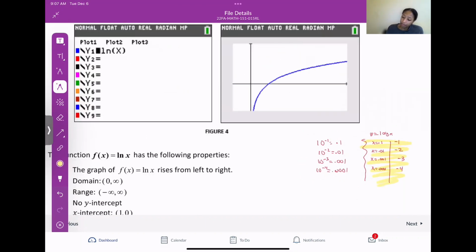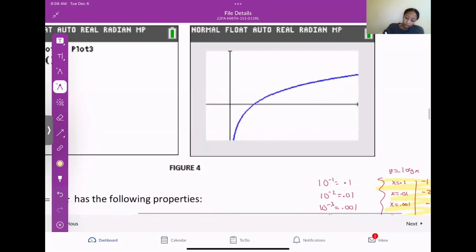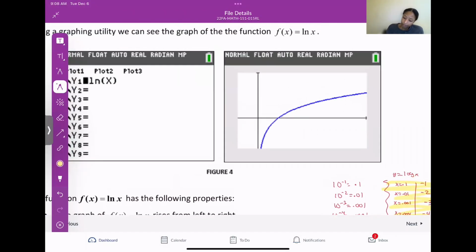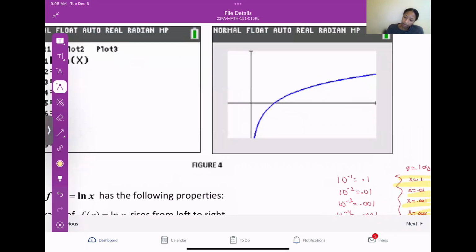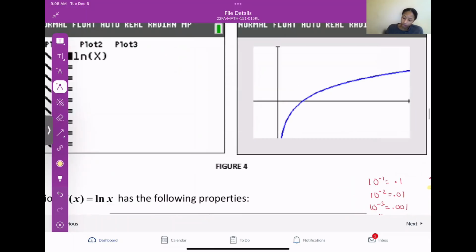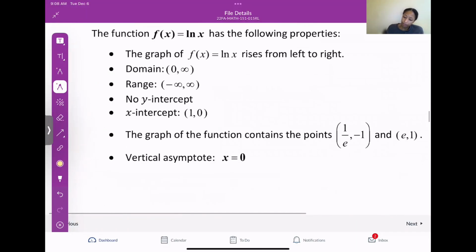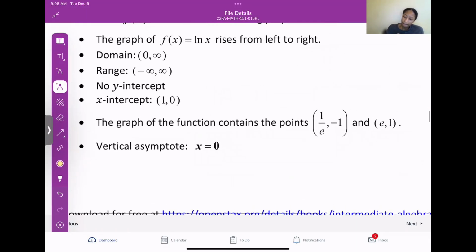So a few properties we should notice about this. This one's ln of x, but it's the same general idea for the general graphs of logarithmic functions. If our base is bigger than 1, we're going to get a graph that rises from left to right. The domain of a logarithmic function is 0 to infinity. So what does that mean? We cannot take the log of a negative number. We can't take the log of 0. We can only take the logarithm of positive numbers.